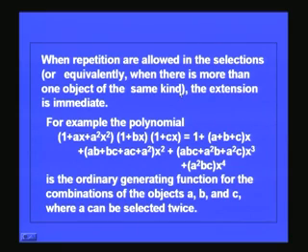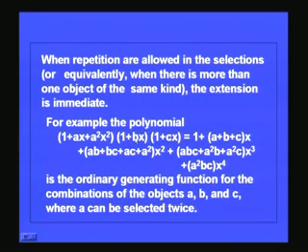The extension is immediate. You can look at it like this, 1 plus Ax plus A squared x squared. That is, the object A need not be selected, or it can be selected once, or it can be selected twice. The object B can be not selected or selected once. The object C can be not selected or selected once.